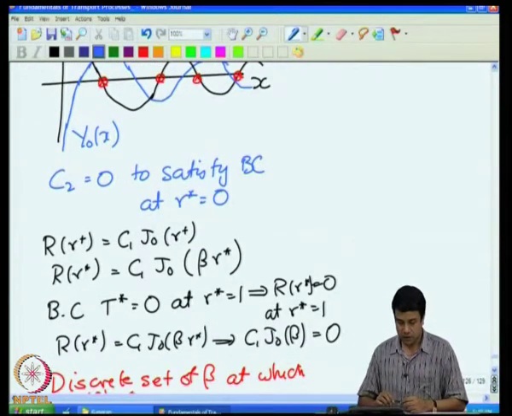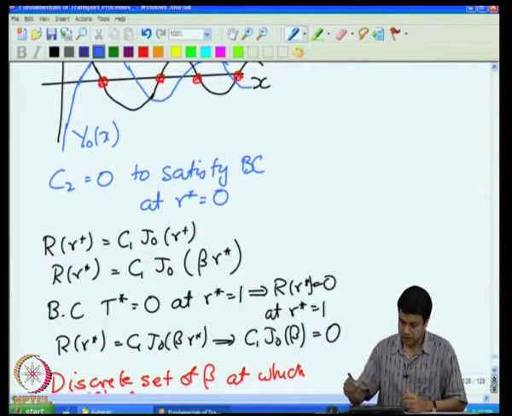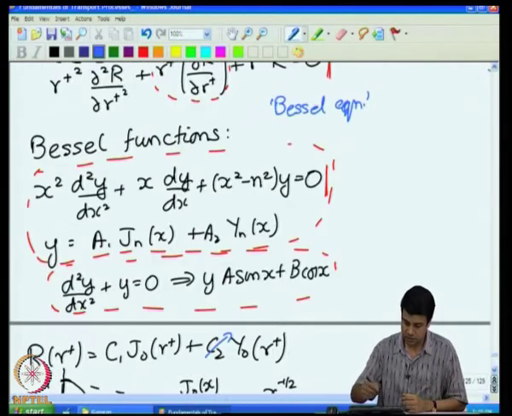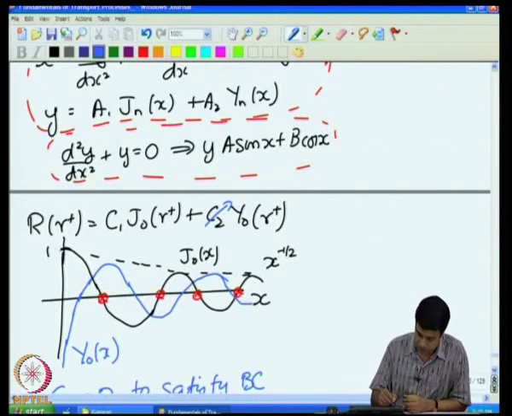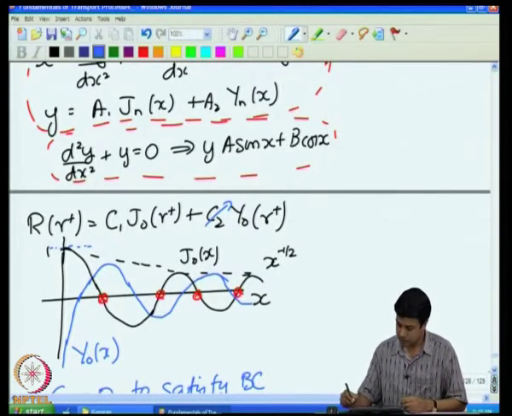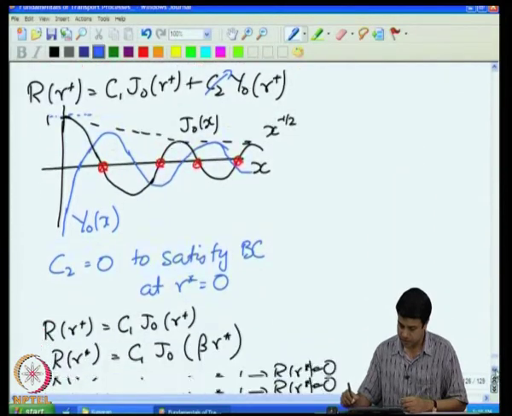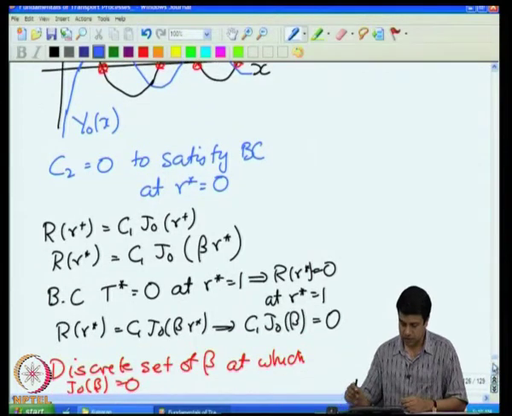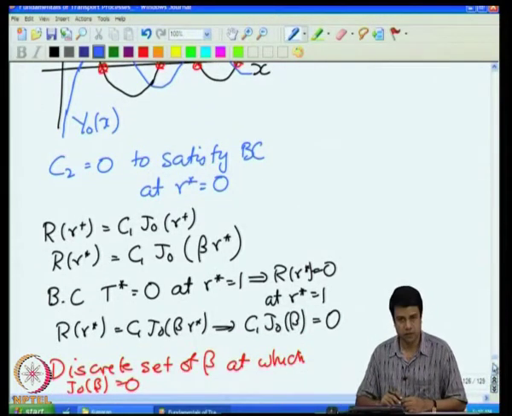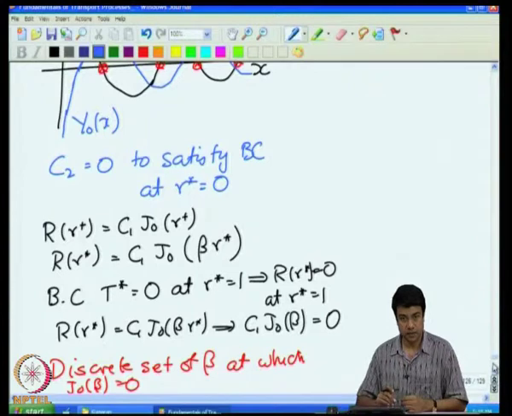And then we have the boundary condition T star equal to 0 at r equal to 1. The J naught of course satisfies the 0 slope condition right at the origin. J naught satisfies the condition that the slope has to be equal to 0 right at r equal to 0. But we have another boundary condition, which is that T star is equal to 0 at r star equal to 1, or C1 times J naught of beta has to be equal to 0.